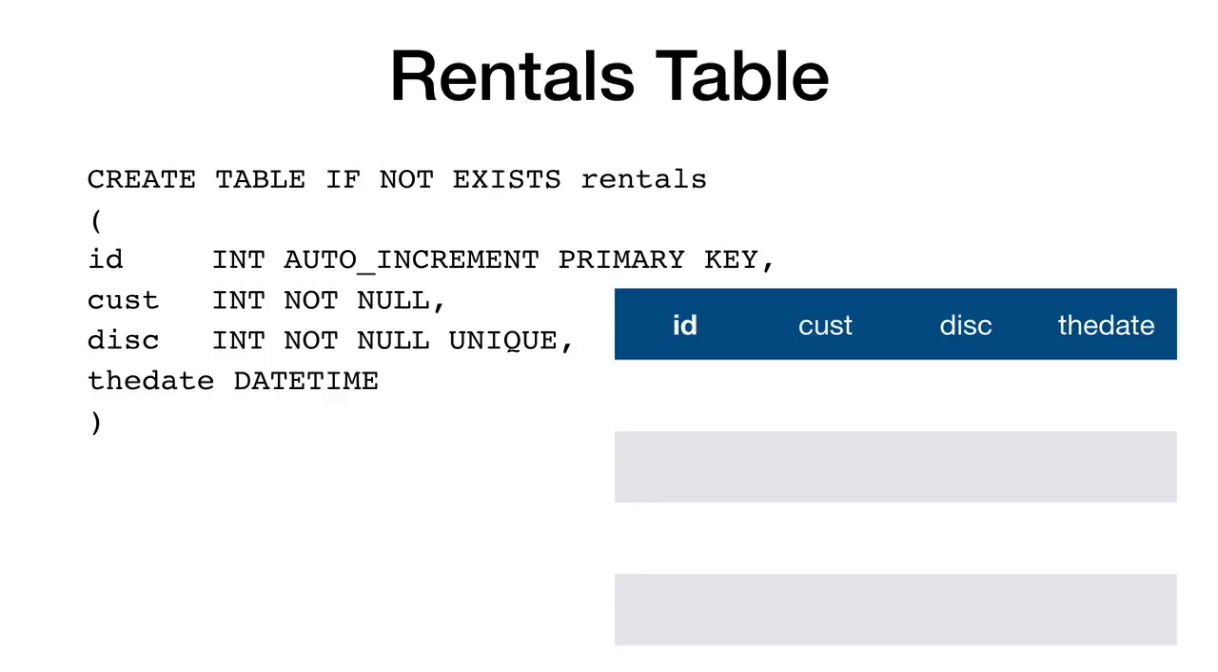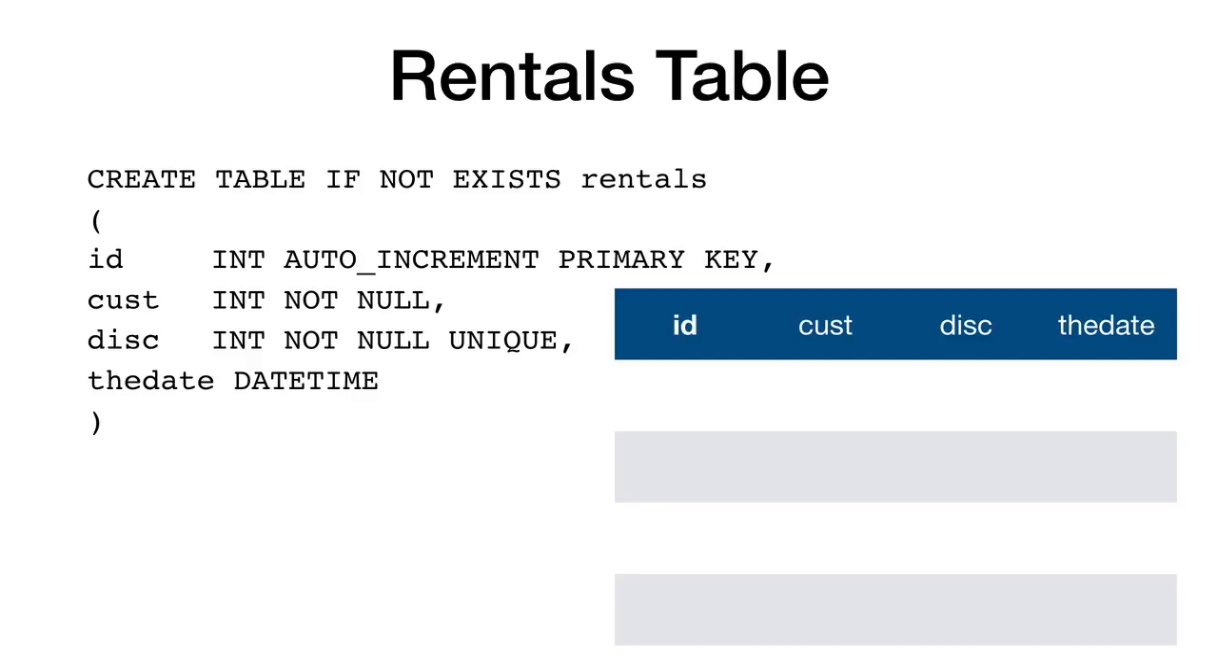So here's my first crack off of this. I'm going to create table if not exist rentals. And this table is going to keep track of three pieces of information. It's going to connect the customer ID with the disk ID and a date. And then the primary key for there is going to be ID.